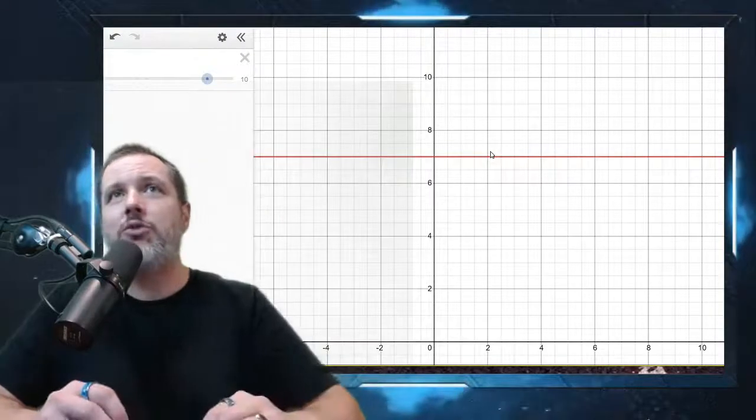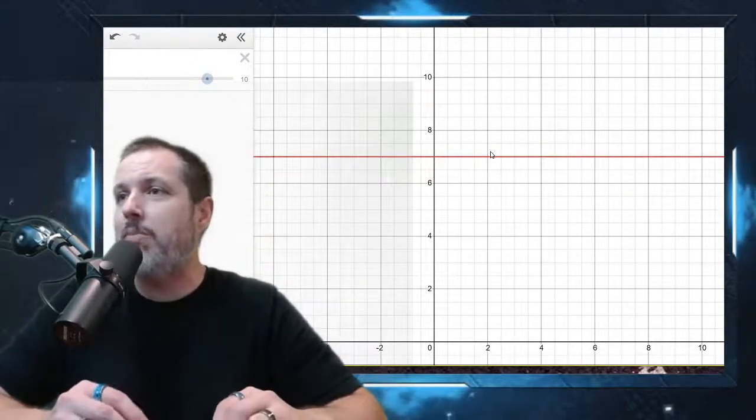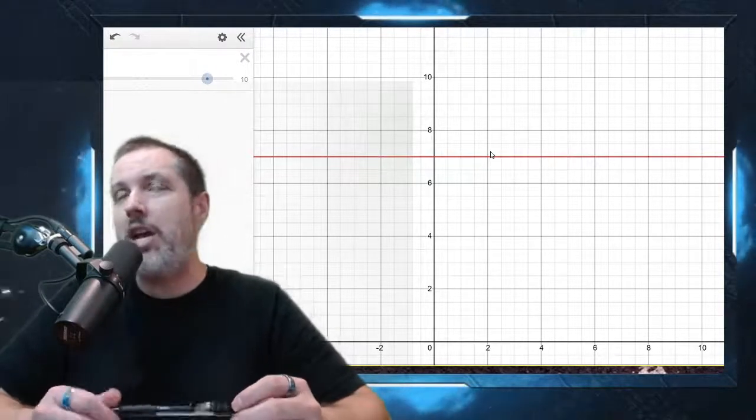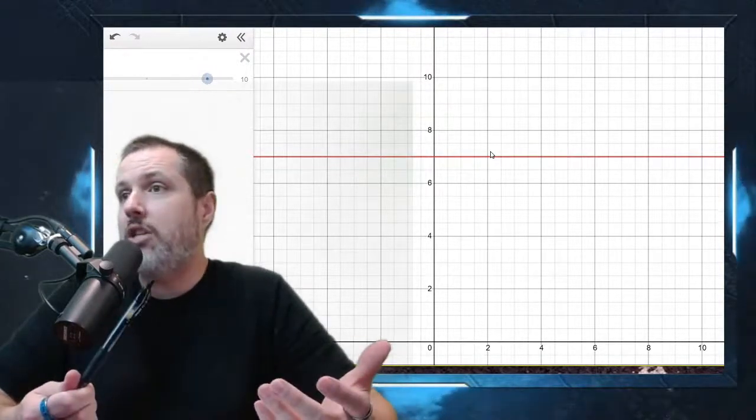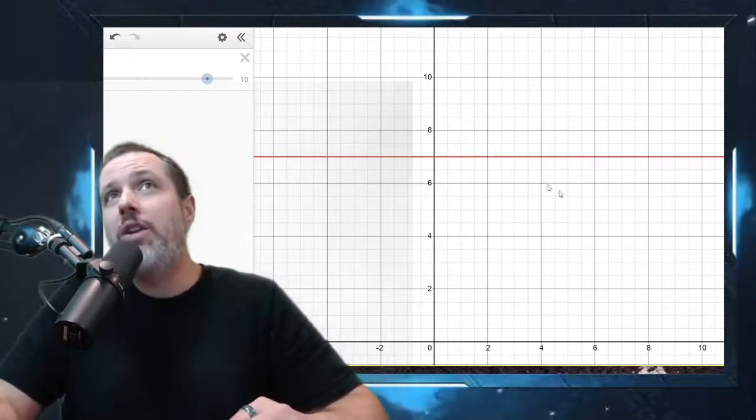What is the instantaneous rate of change at any given point? What if this was your bank account? You had $7 in your bank account. What's the instantaneous rate of change? 0. It's not changing at all. So the instantaneous rate of change is 0. The derivative is 0.